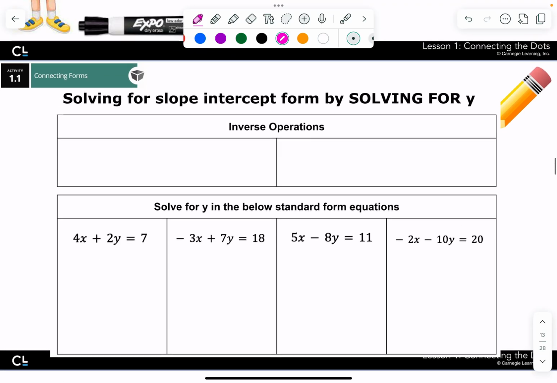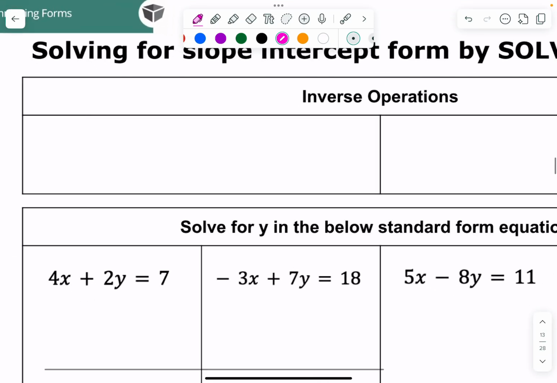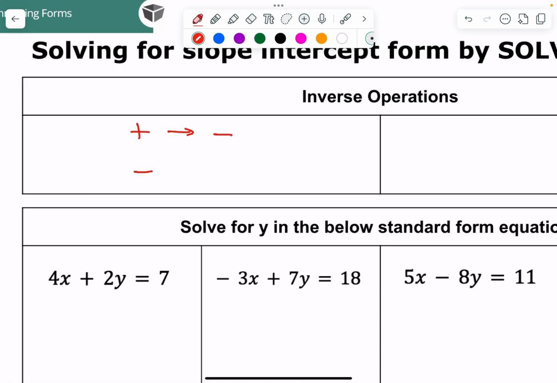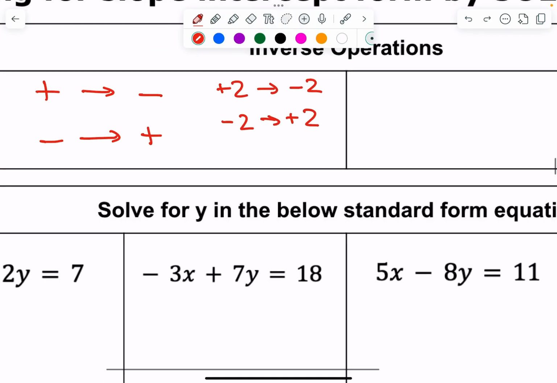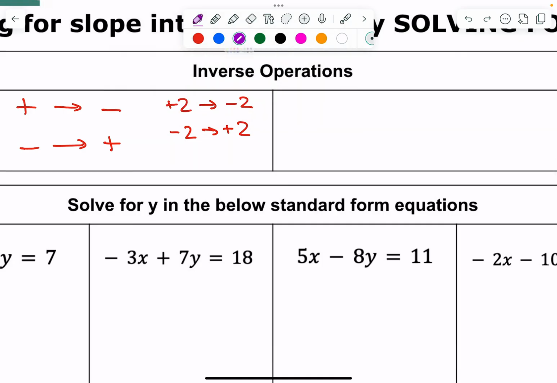And then let's go ahead and look at our notes. So, inverse operations. If we have a plus sign, we are going to do minus. If we have a minus sign, we are going to do plus. Those are opposites. So like if we had a plus 2, it would be a minus 2. If we had a minus 2, it would become a plus 2. Some of us are forgetting to write the plus. You need to put plus 2 for opposite. Do not just write 2. It is plus 2.